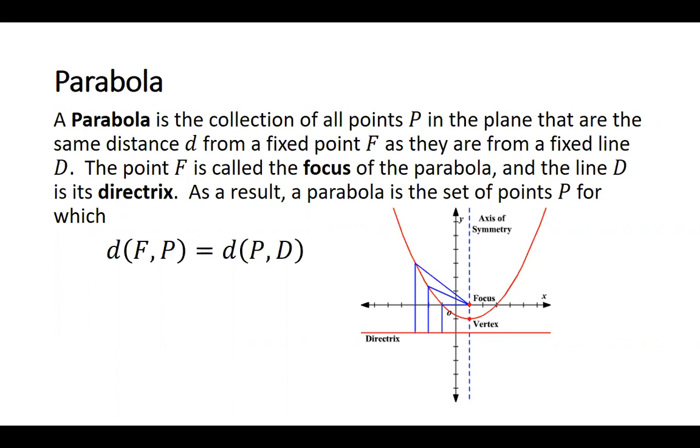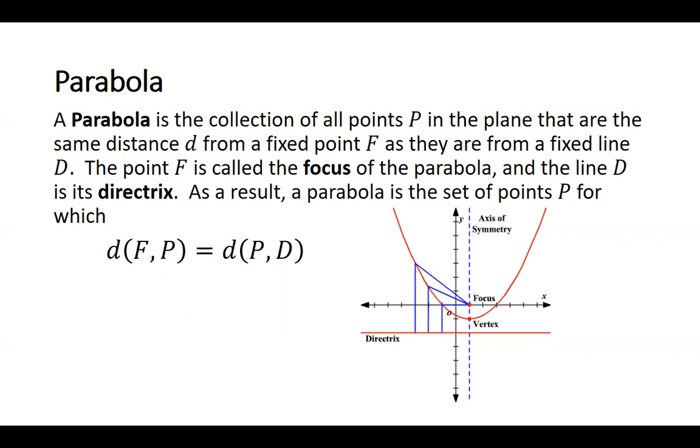So it's a collection of all points P in the plane that are the same distance D from a fixed point F as they are from a fixed line D, capital D. The point F is called the focus of the parabola. The line capital D is the directrix. And as a result, a parabola is the set of points P for which the distance from F to P is equal to the distance from P to D.